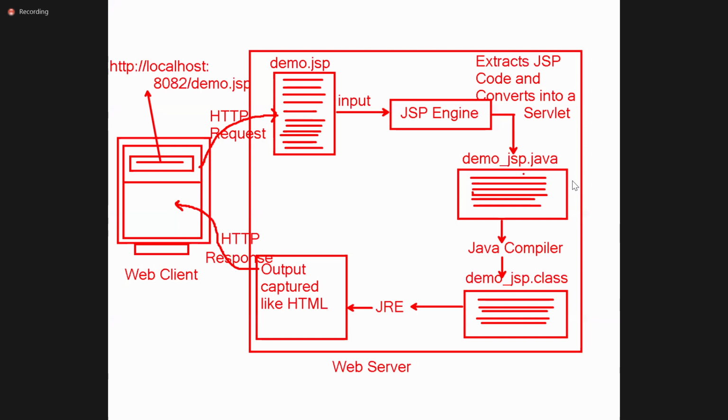That is the first phase. This program is compiled by the Java compiler. The compiler is also a part of the server. And this program is executed under the Java Runtime Environment. Output is captured like HTML because the default MIME type is HTML. This output is passed to the browser. So this is a request, this is a response. You are sending a request to JSP, but a servlet program is executed and that output comes. The servlet program is generated by the JSP engine.